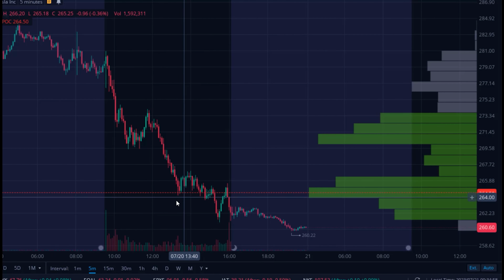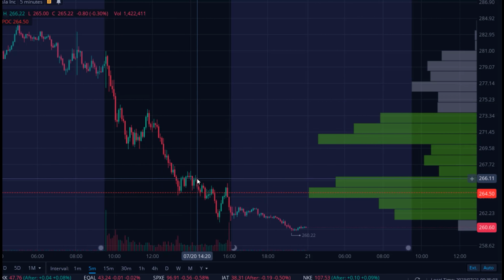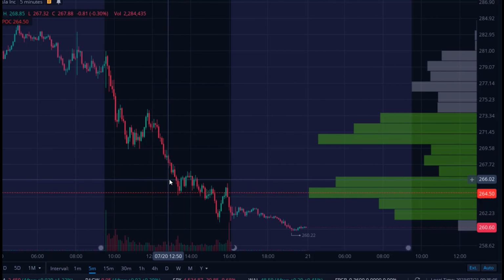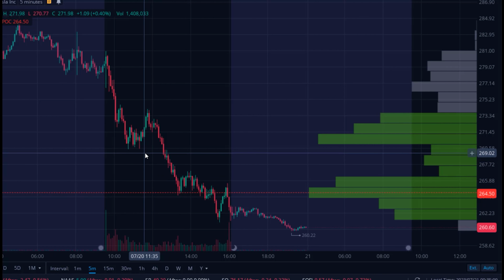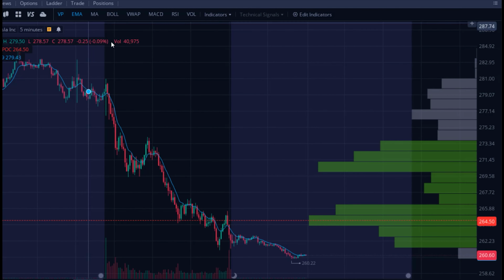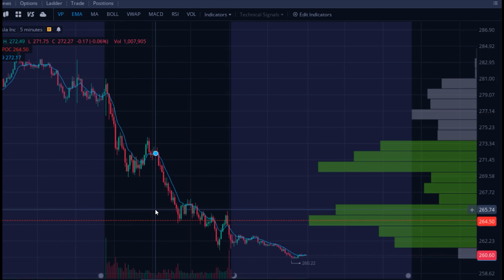If we're going to trade Tesla in the short term, how do we know when to enter into this trade? One of the things I like to use is a moving average. Just to explain what a moving average is, I'll put the EMA on the screen and explain what that is.